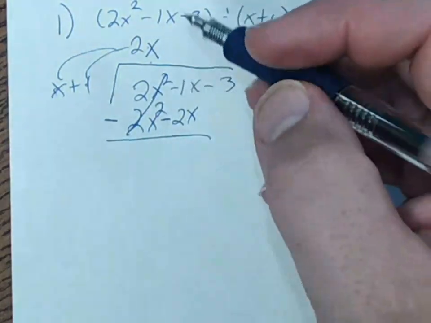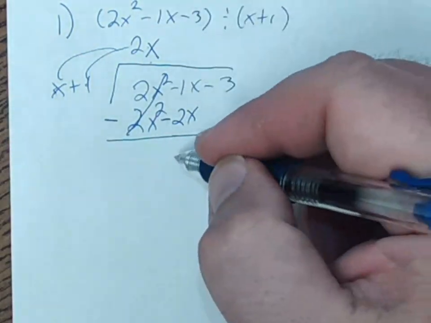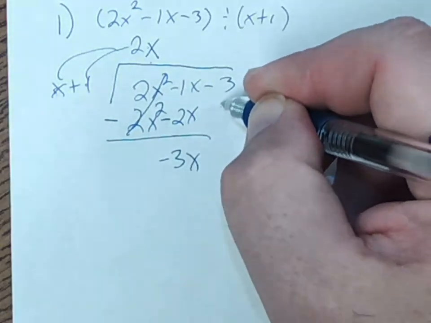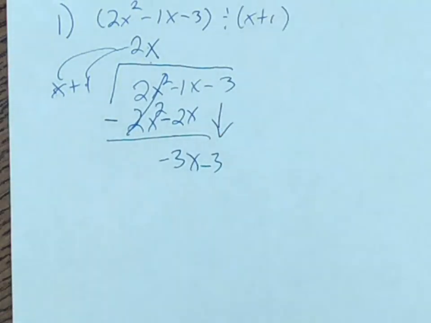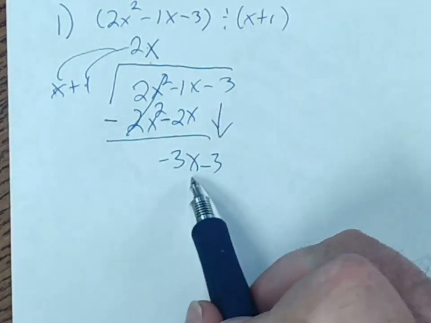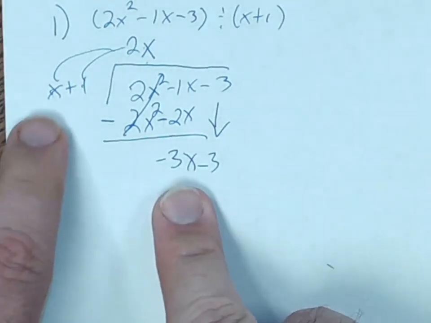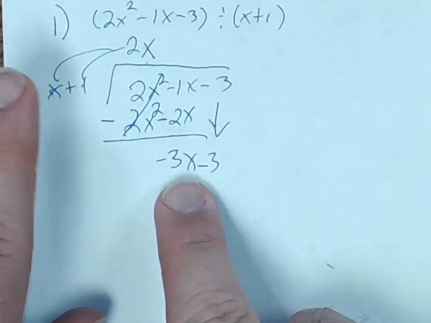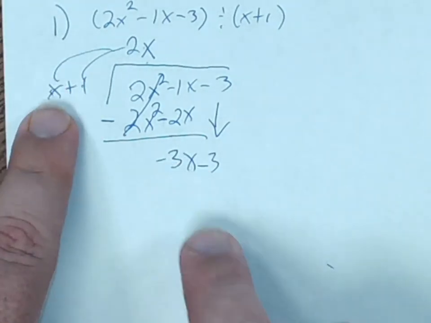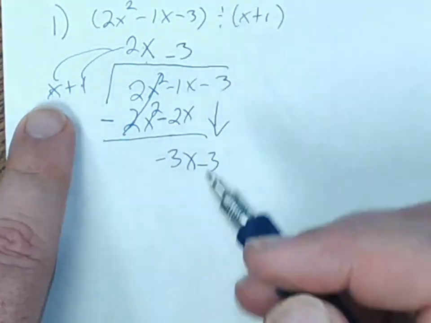So I'll just cross those off because they cancel. 1x minus 2x is negative 3x. And then I will bring down negative 3. And we start it all over again. So now we take this term and divide it by this. Negative 3x divided by x is negative 3.